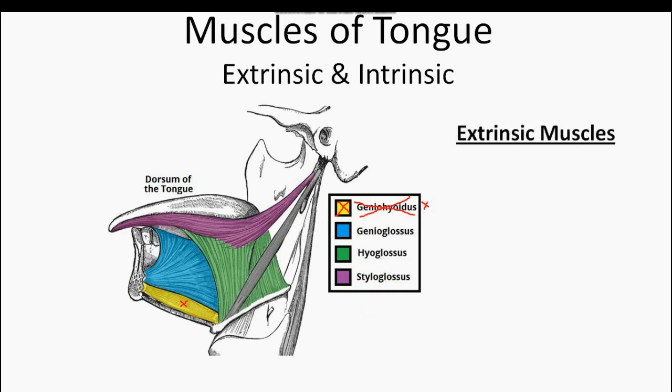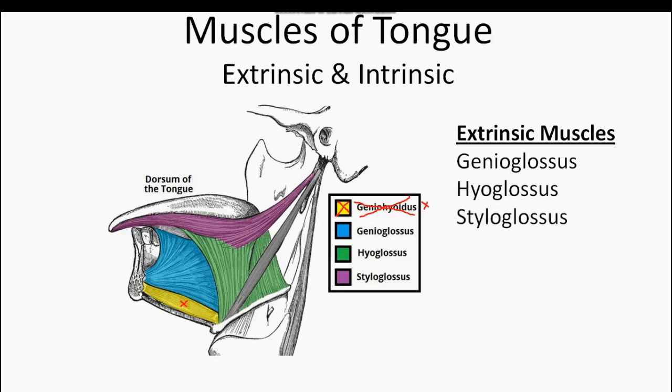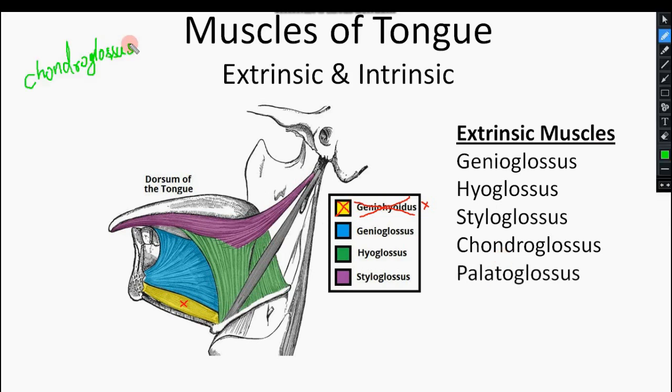The extrinsic muscles here are genioglossus, hyoglossus, styloglossus, chondroglossus and palatoglossus. Let's try to understand the chondroglossus.